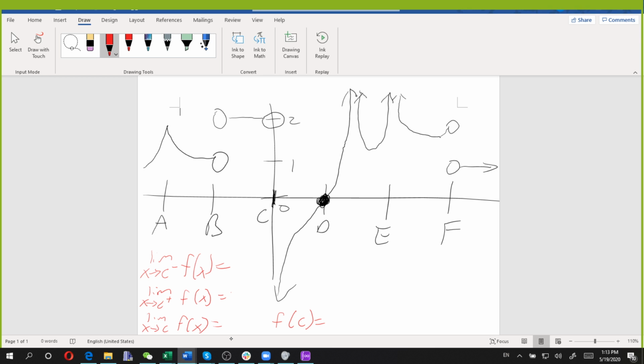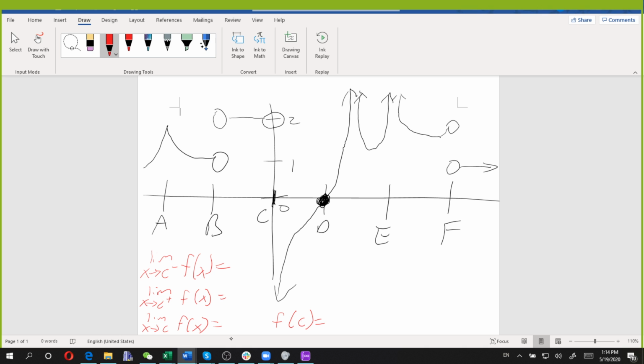Okay, so at point B, Kelly, what's my limit from the left? Okay, limit from the right? 2. General limit? Okay, so right, does not exist. And what happens when I plug in the point? Does not exist, because both of these are white spaces, okay?